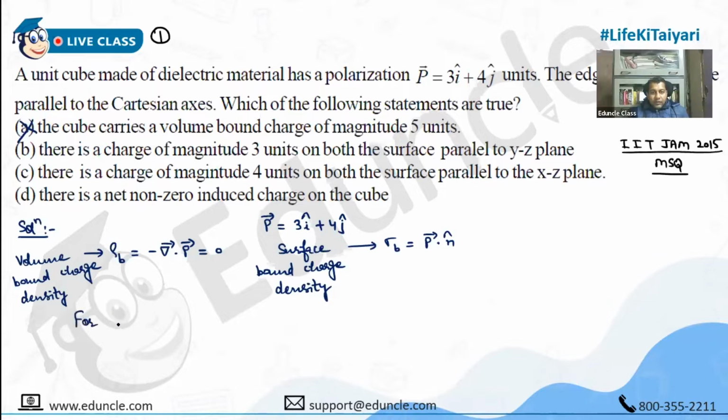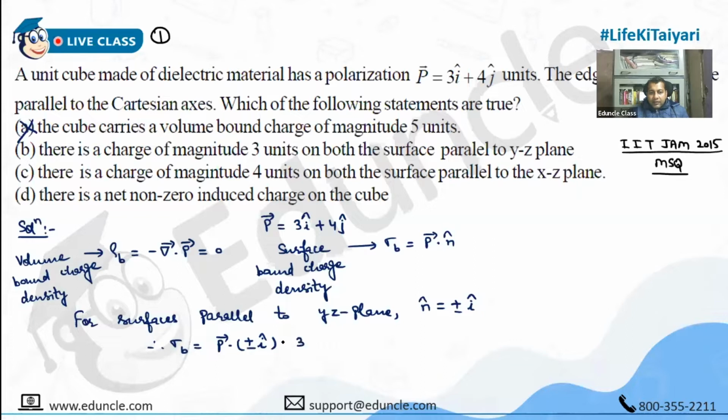Now, for surfaces which are parallel to YZ plane, N cap will be plus minus I cap. So therefore, sigma B will be P dot plus minus I cap. It means it will be 3i cap plus 4j cap dot with plus minus I cap. So it will be plus minus 3. So mod will be 3.